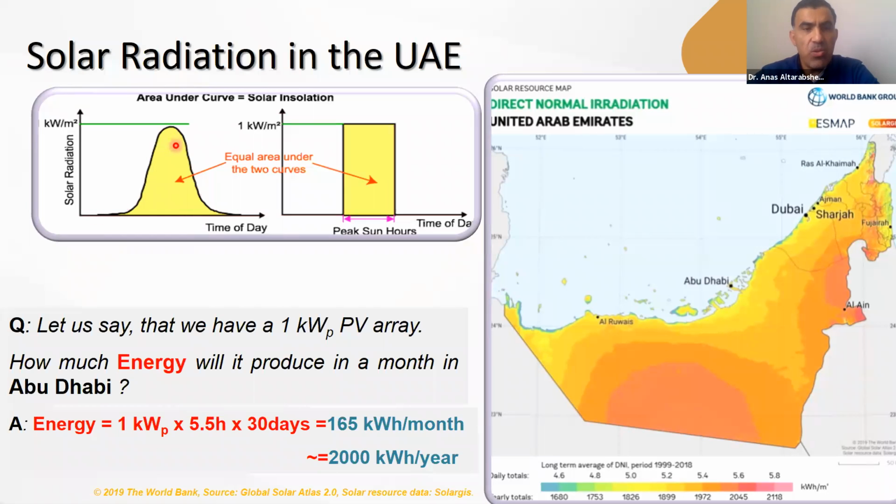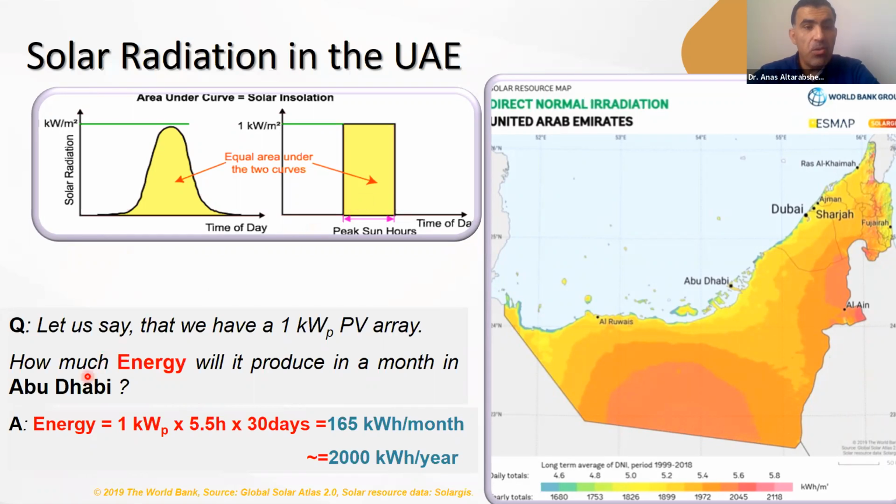And the energy, as you know, is the integration or the area under this curve. So if we have this rectangle that has the same area as the left-hand one, in this case, we can say the two curves have the same area, or the two have the same energy. Now, how to find the energy? It's very simple. The area under the curve, or the area in this rectangle. So you just multiply 1 kilowatt by this width. This width from now on will be called the peak sun hours.